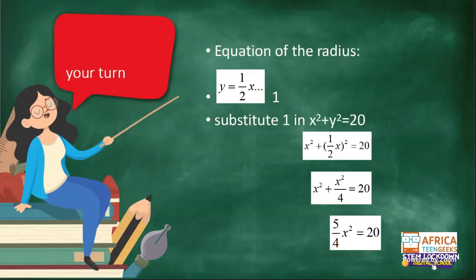The next step will be now just to expand. So you'll have x squared plus x squared over 4 equal to 20. Now when you reduce the like terms together, you're going to have x squared plus x squared over 4. When you put this x squared to have the same denominator as x squared over 4, you're going to see that you have 5 over 4 of x squared, which is equal to 20.